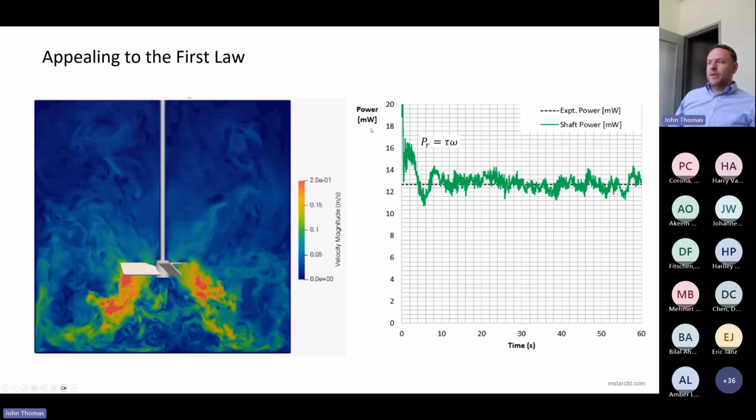So again, this is power that has a unit. We can convert this into a power number, of course, and can make sure that our power number predicted from the code is in line with measured data to make sure, again, we're getting the right power, getting the right torques on the impeller.